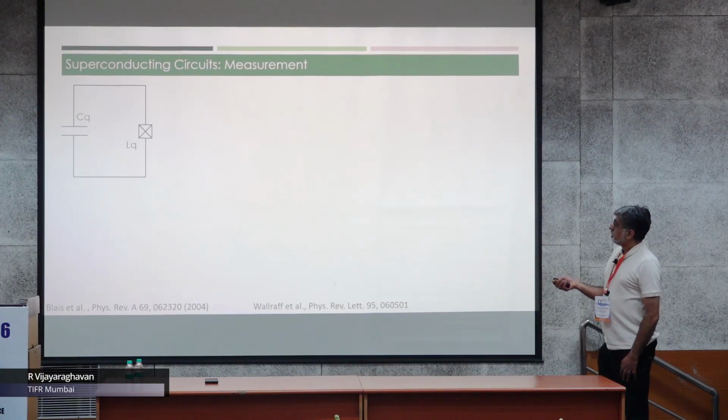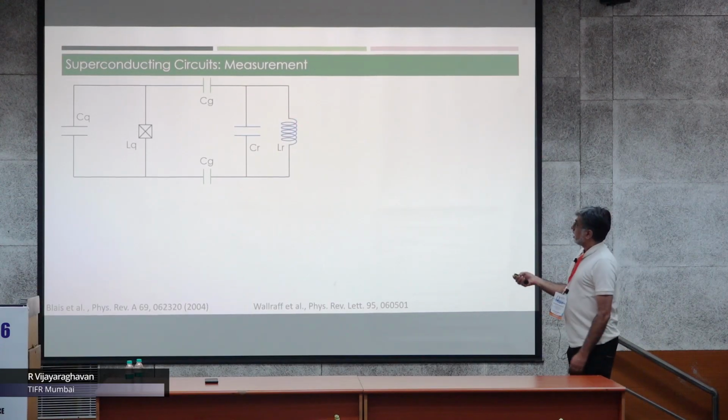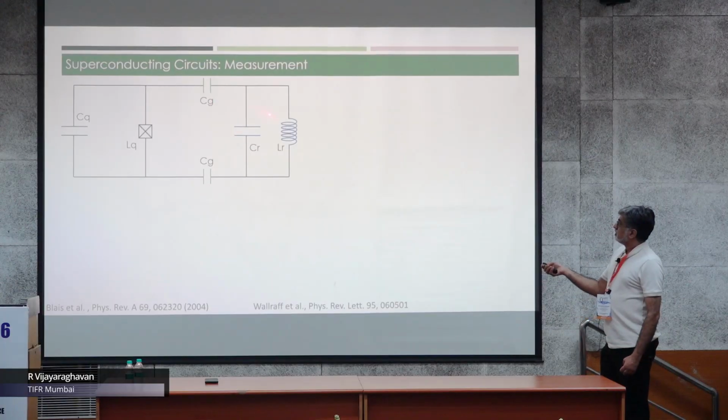To make that measurement, you actually take your qubit, which is a nonlinear oscillator, and you couple it to a linear oscillator shown here with a linear inductor. And you just basically, in electrical circuit language, you can just couple it with some coupling capacitance.